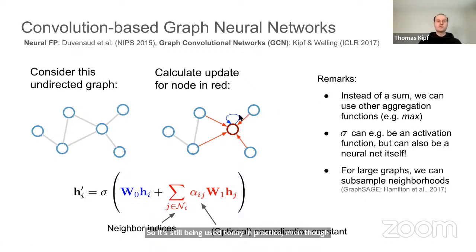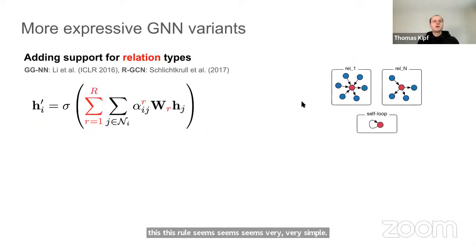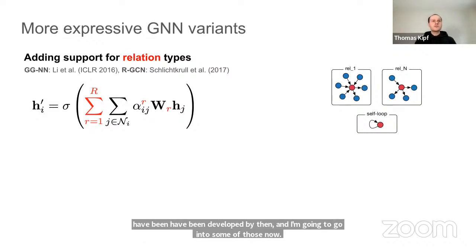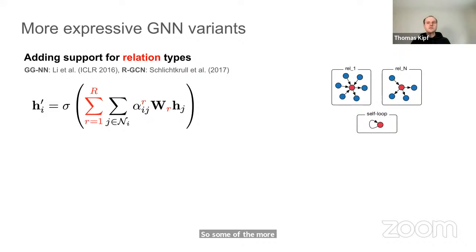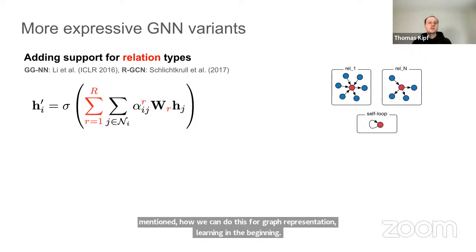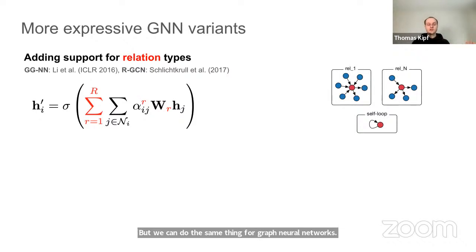But of course, there are many improvements that have been developed since then, and I'm going to go into some of those now. Some of the more expressive graph neural network variants that we see today add, for example, relation types. I already mentioned how we can do this for graph representation learning in the beginning, but we can do the same thing for graph neural networks. We can take into account not just a single relation in an undirected graph, but we can say we have different weight matrices that we learn for every relation type in the graph. And we also have, for example, different neighborhoods, like you see here on the right-hand side. For relation 1, we have maybe these neighbors.